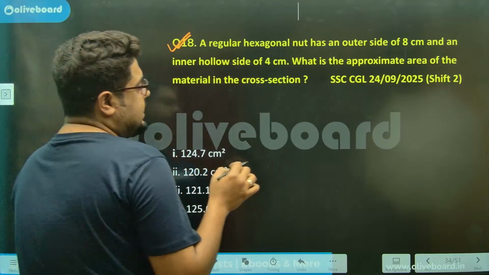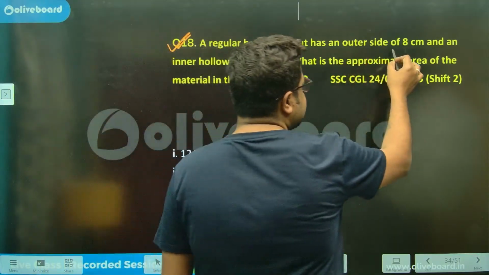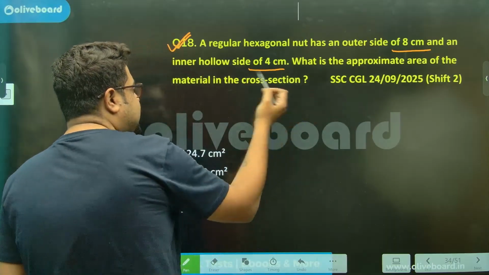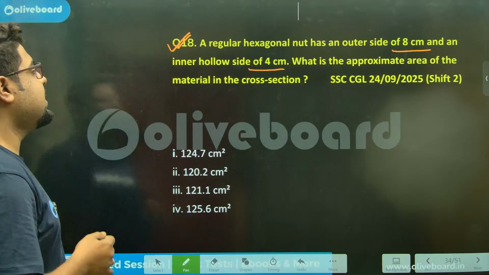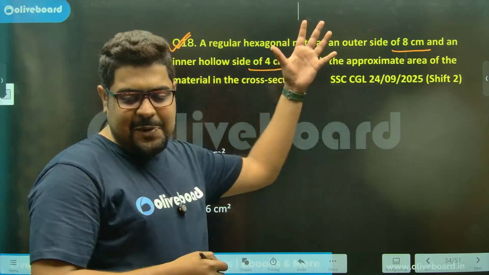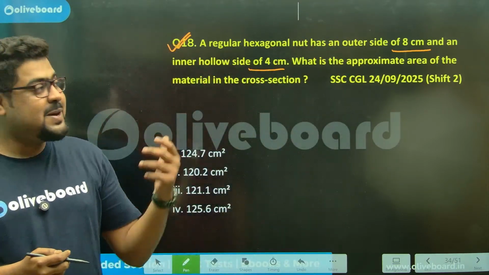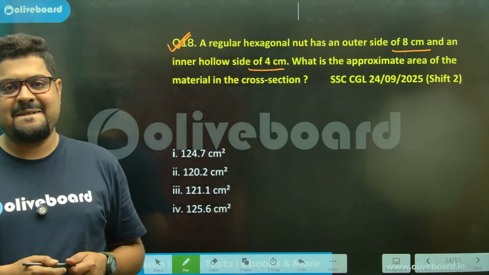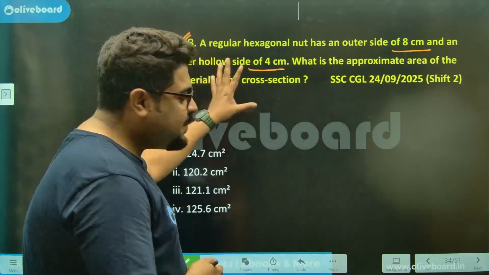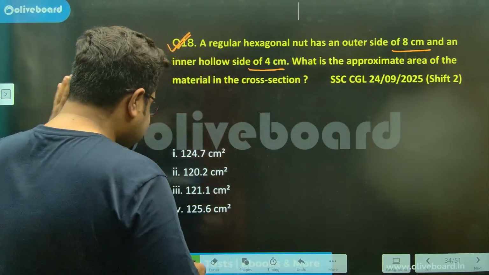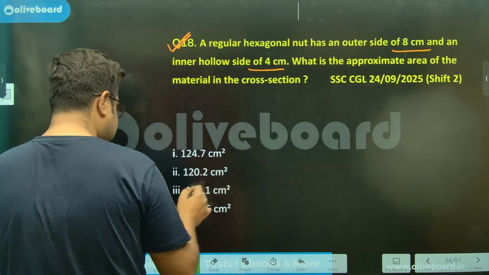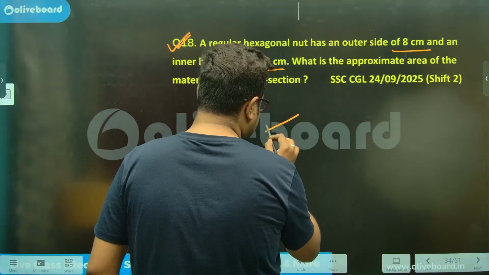Acha, having said that, let's do this first. Regular hexagonal nut has an outer side of this and an inner hollow side of this. What is the approximate area of the material in the cross section? So you see, this is kind of annular of a circle only, but in case of a hexagon. But again, don't worry, the concept will remain the same. The concept will not change.